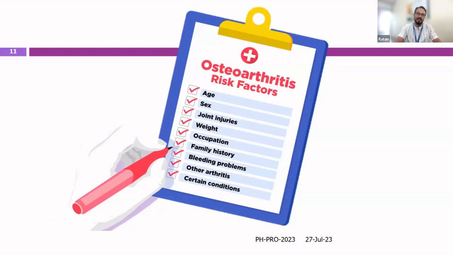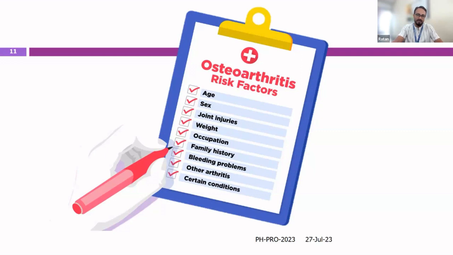Other arthritic conditions like gouty arthritis, pseudogout, and infectious arthritis can also be a consequence that leads to osteoarthritis. Certain conditions like taking steroids or other treatment related to the joints may also become risk factors. So these are the common risk factors.